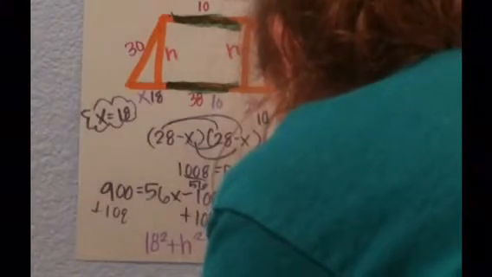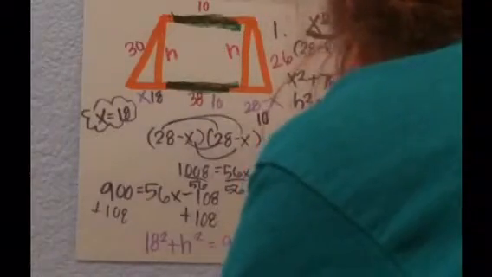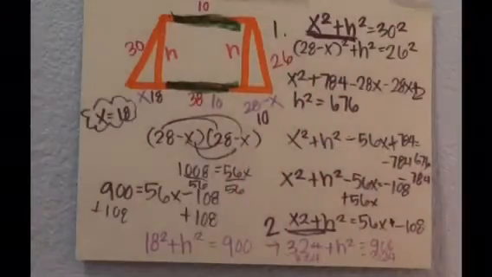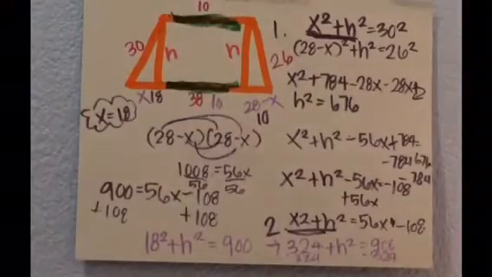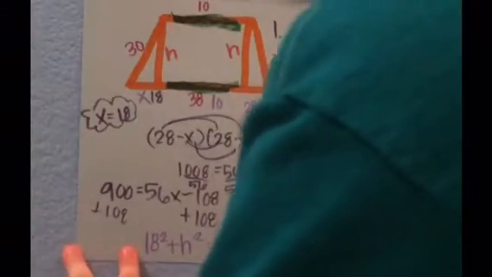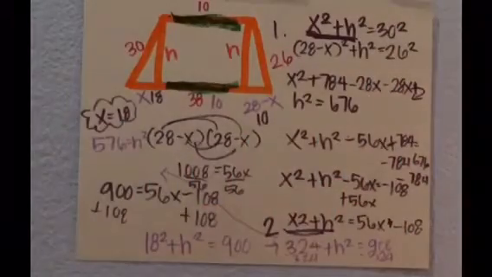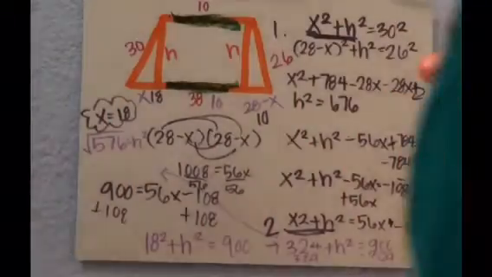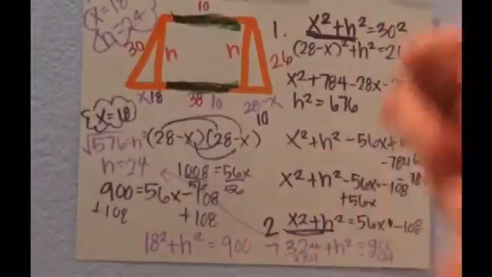So if we minus 324, 900 minus 324, we get 576. So I'm gonna move it up here because we don't have a lot of room. So 576 gives us h squared. But to get h by itself, we have to get the square root of 576. So h gives us 24 because the square root of 576 is 24. So now we got x, which is 18, and h, which gives us 24. So that's our variables.